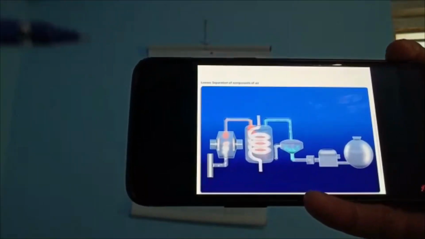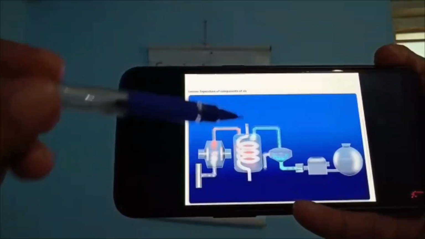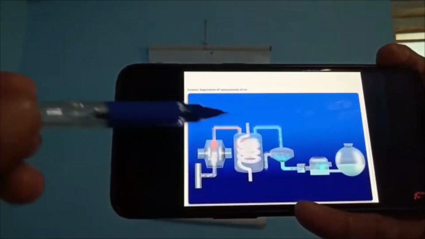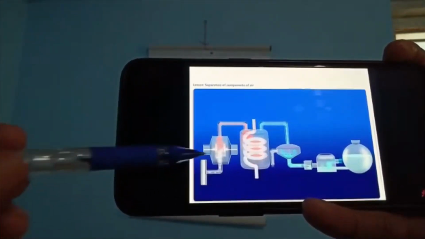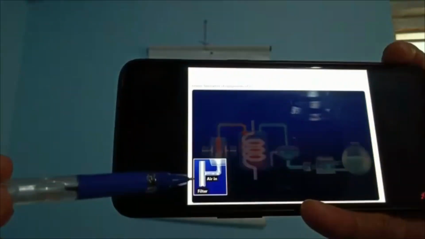Okay children, just now I showed you the picture of separating components. This is the video of that picture. So let's see what is happening here. Can you see the filter chamber? This chamber is known as the filter.